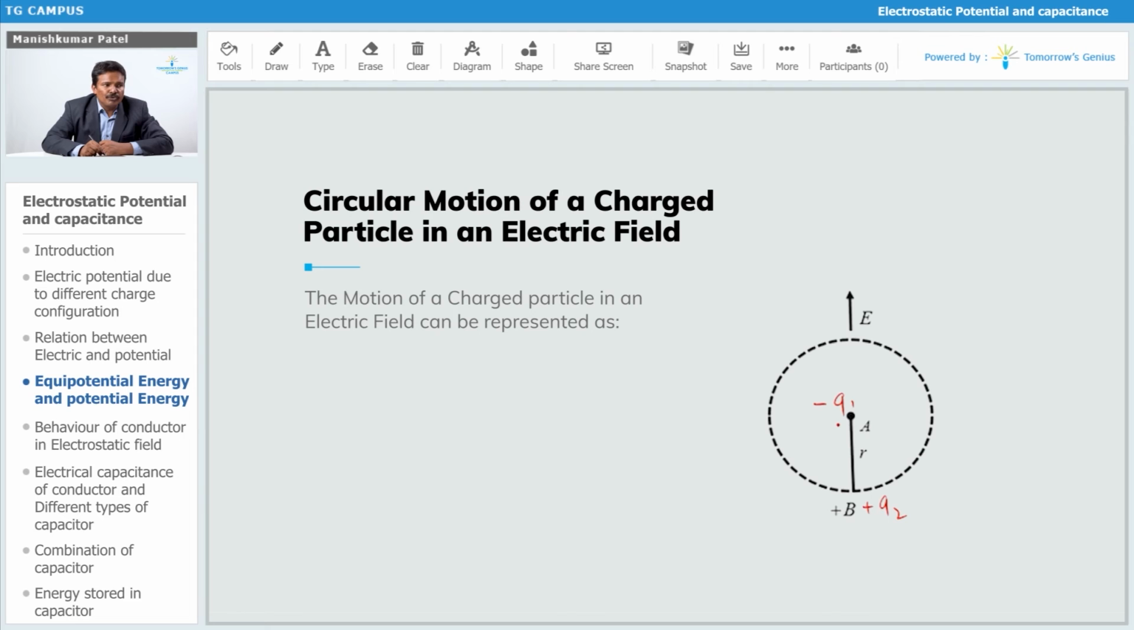So what are the different forces which are going to act on that charge q2? First of all, I will write the force F1, which is nothing but the Coulomb's force of attraction. Then this charge q2 will experience a repulsive force because of the external field. That force we can write simply from E is equal to F upon Q, so F is equal to Q2 into E.